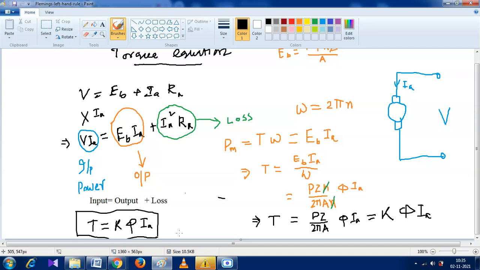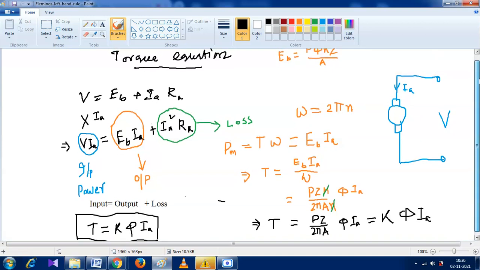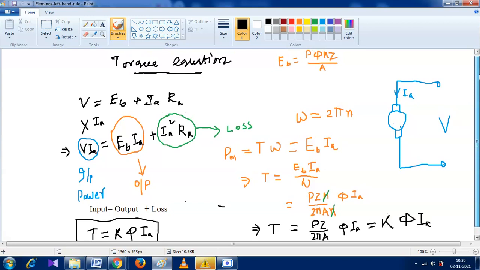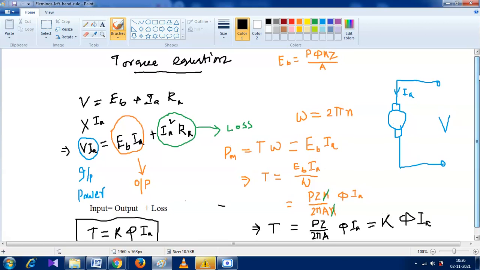This topic which I covered today, the working principle, the back EMF and the torque equation. Have you any question regarding this topic? No, sir. Okay.